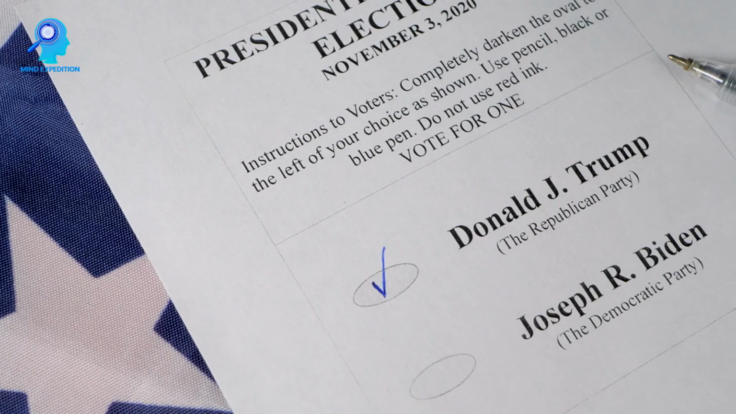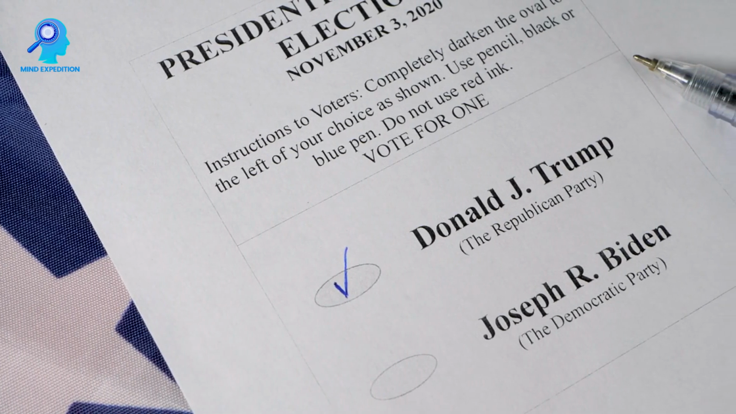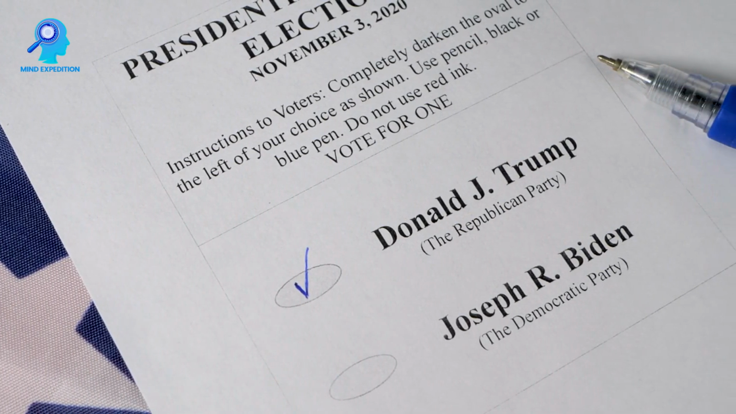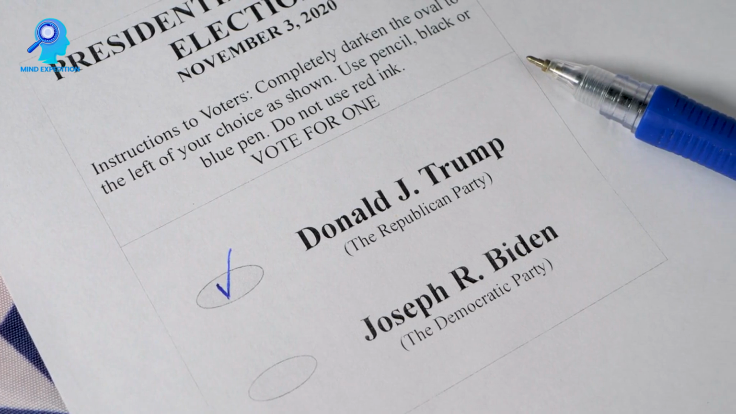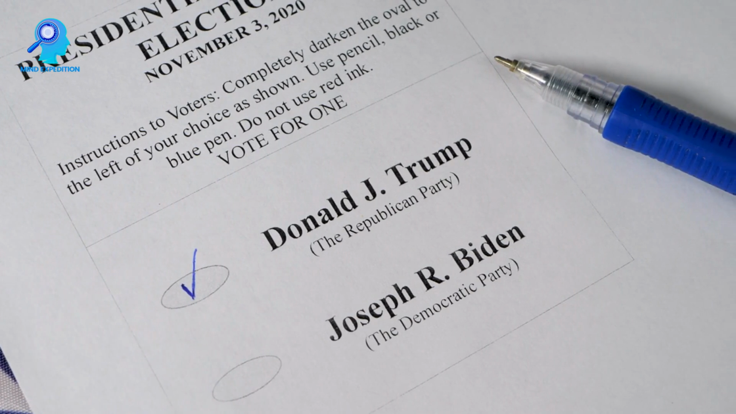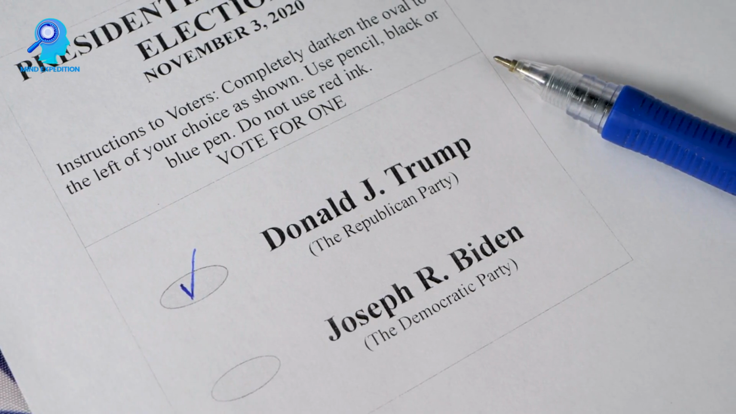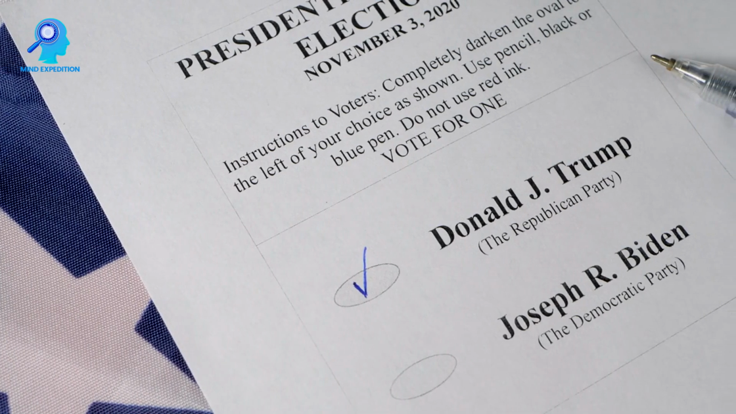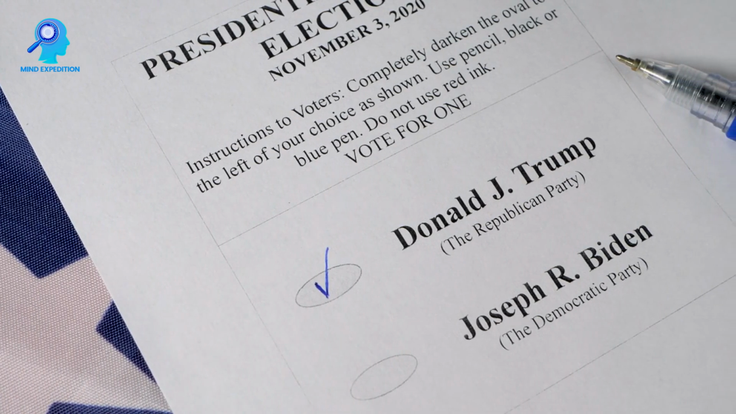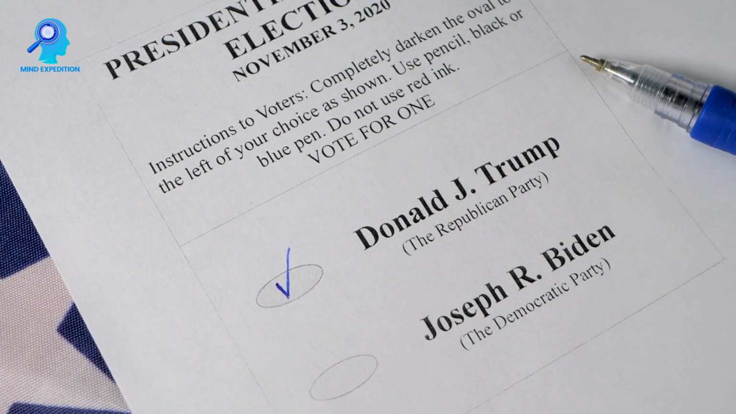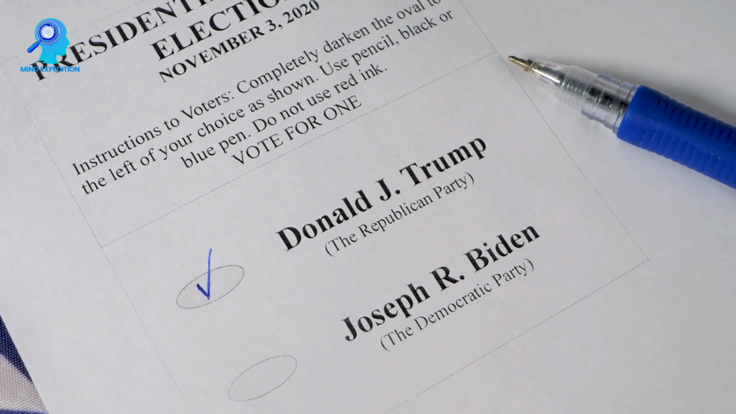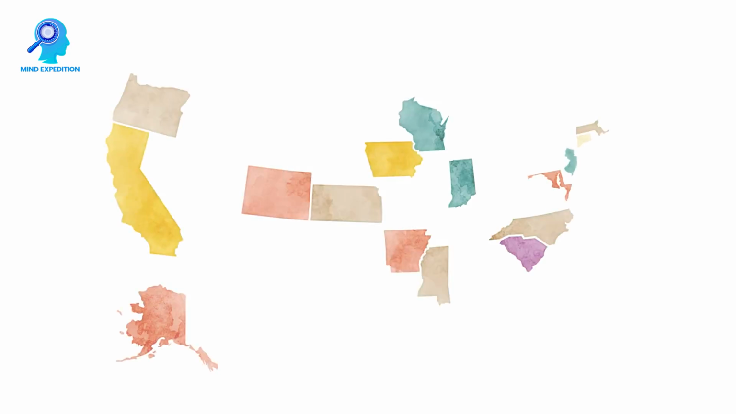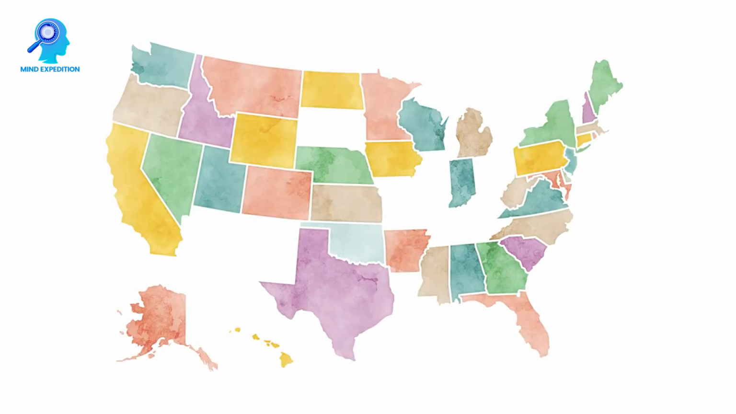The number of electors each state has in the Electoral College is determined by its representation in Congress. Each state has 2 senators, regardless of population, and a number of representatives, which is based on the state's population as determined by the most recent census. Therefore, states with larger populations, like California or Texas, have more electors, while smaller states like Wyoming or Vermont have fewer. In total, there are 538 electors in the Electoral College.